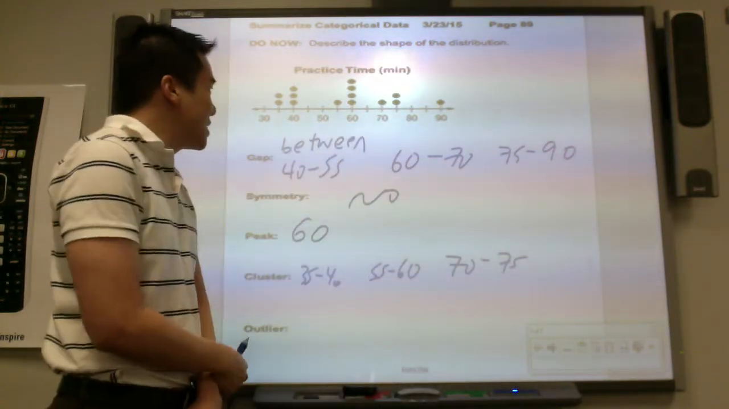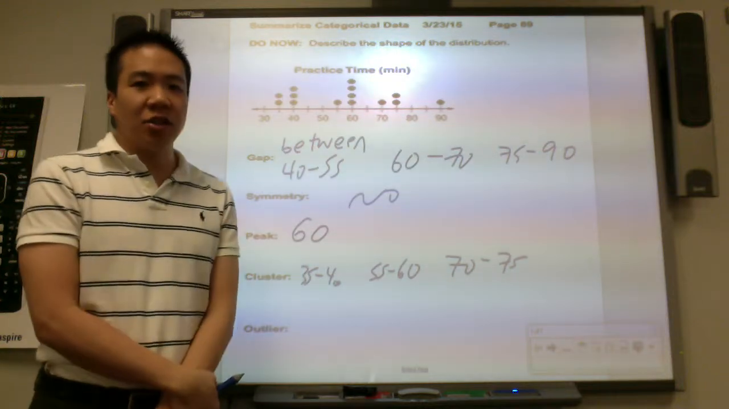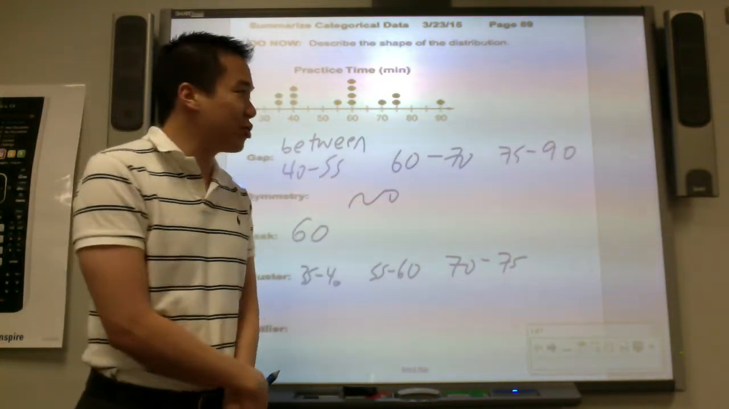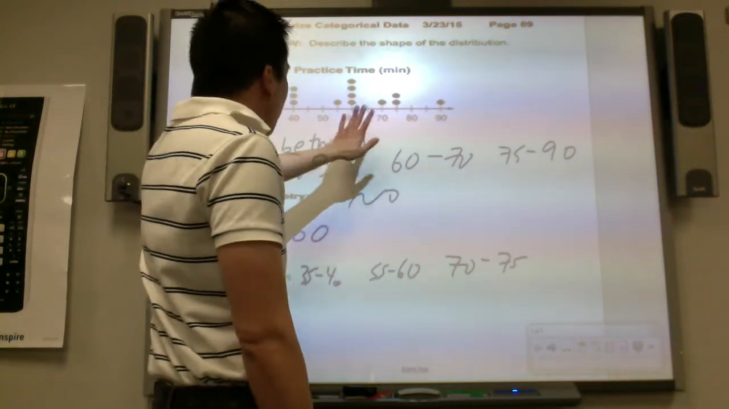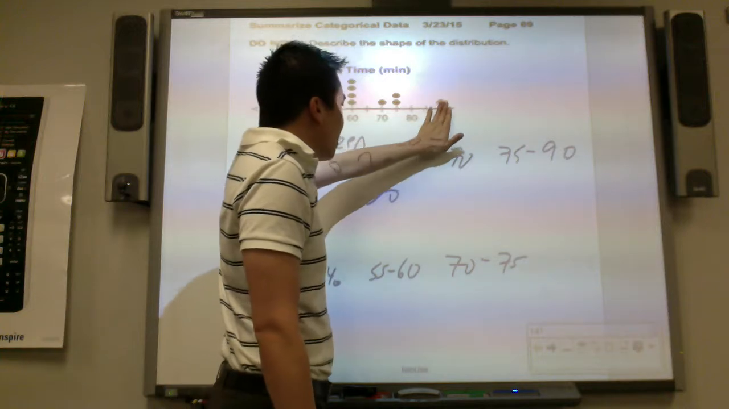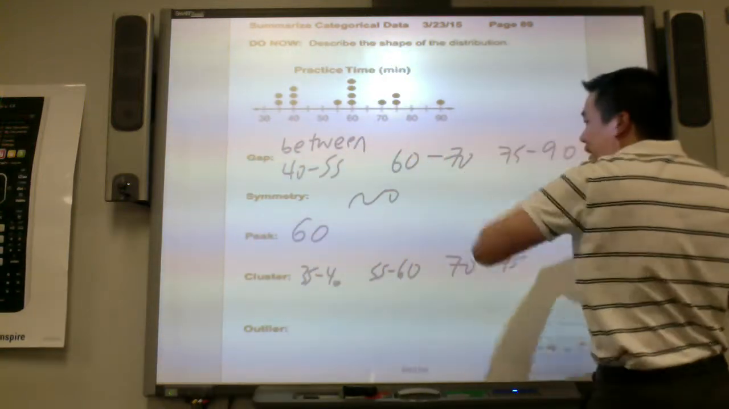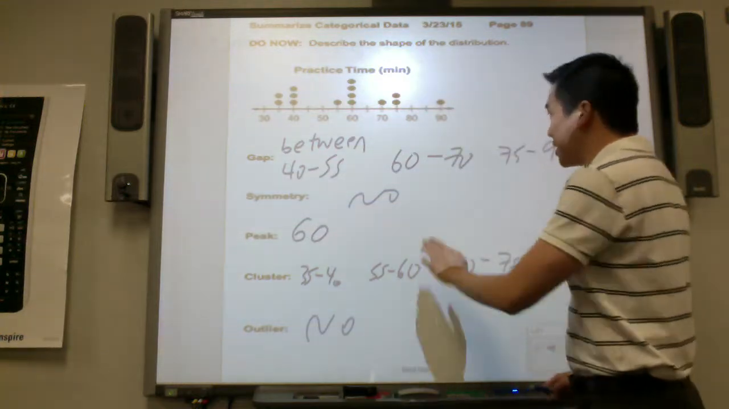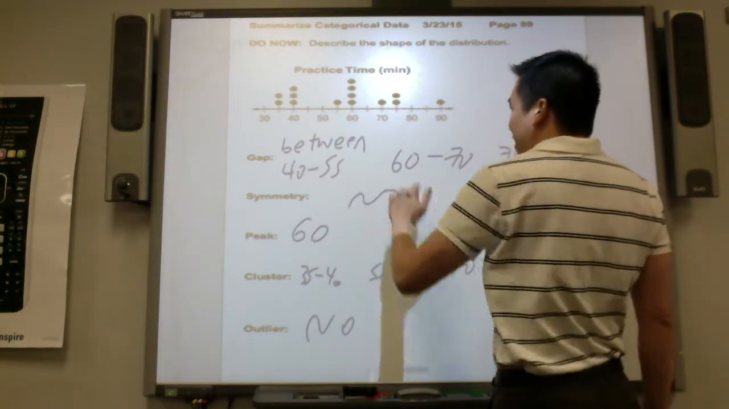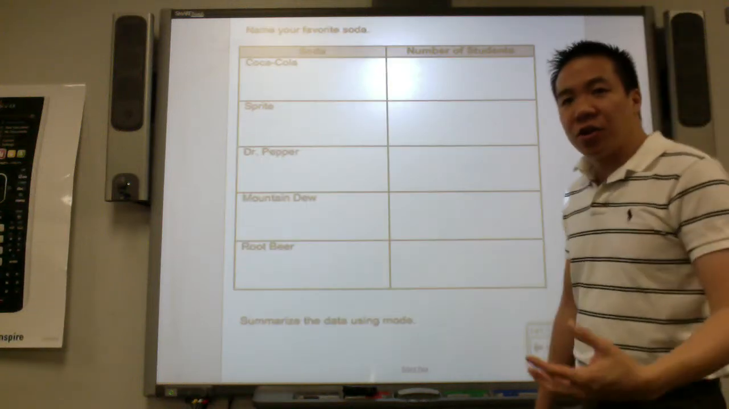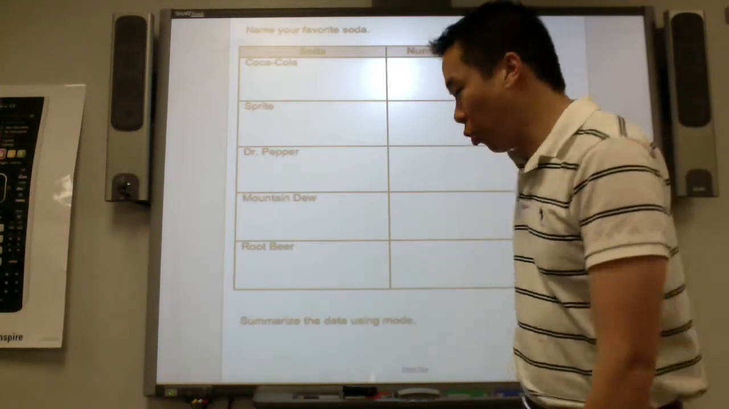And last but not least, is there an outlier? Is there a number that is completely by itself, way outside the norm? I would say it was this one, but if you see, there's a gap between every one here. If this was farther to the right, then there would be an outlier. So there is no outlier here. It is evenly spaced, so no outliers. Again, an outlier is something that lies completely outside the norm.